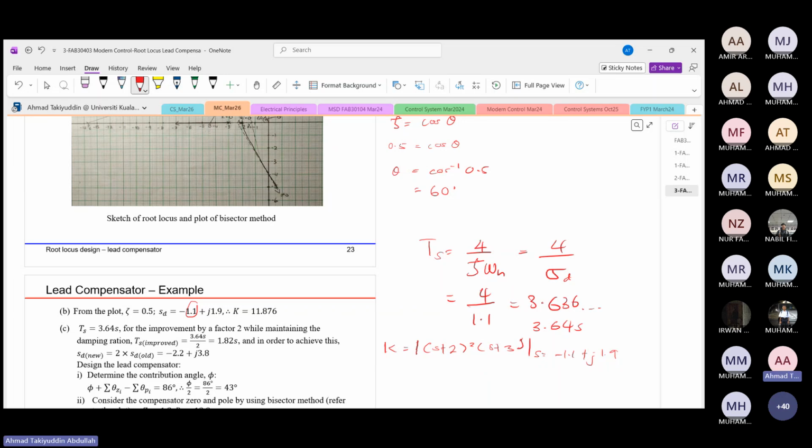Any other question? Try to do it, guys. Did you get K equal to 11.876? Anything else?